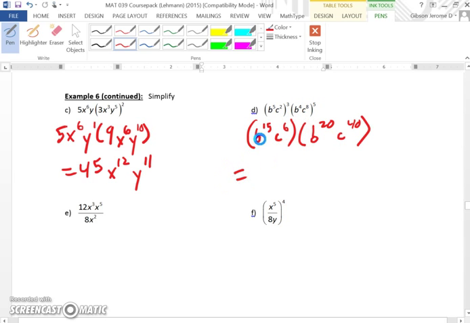Now, we will have multiplication here, same base. We add the exponents. 15 plus 20 is 35. c times c, this will give us c to the 46. And we're done.